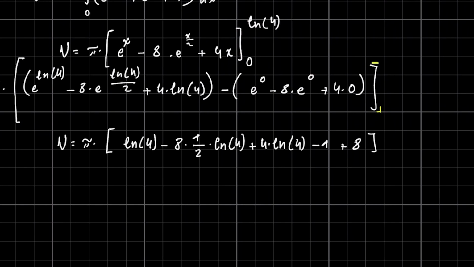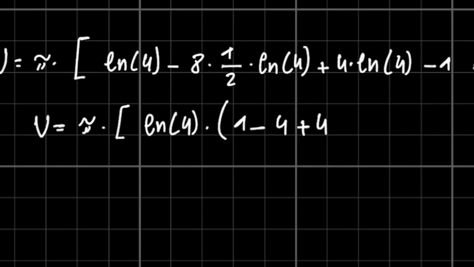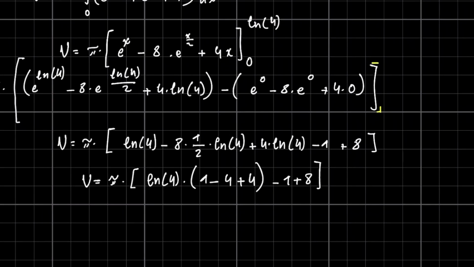And now I get the like terms together, and all I have to do is write my final answer. So my volume here, pi, is going to be ln of 4, and I can factorize here ln of 4 since it is common in more than one term. So I can say pi right here is distributed across ln of 4 multiplied by, or distributed across, 1 minus 8 times half, which is basically just 4, and then plus 4, and then here minus 1 plus 8 outside of the parentheses. So I'll have minus 1 plus 8, that's just going to give me plus 7.